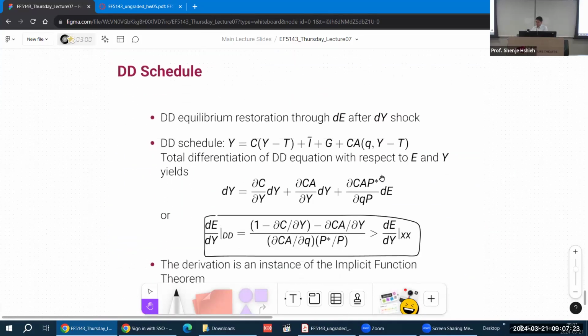All right, so this is the proof. This proof requires some techniques or theorems from calculus. So I'm going to skip the calculus. I'm going to skip proving the theorems. I'm just going to tell you what tools I use to achieve an expression for the slope of the DD schedule.